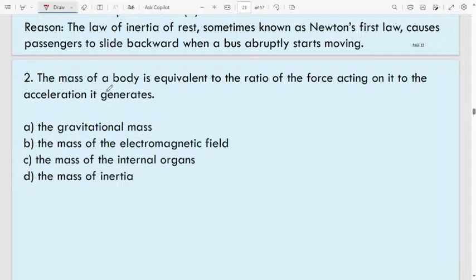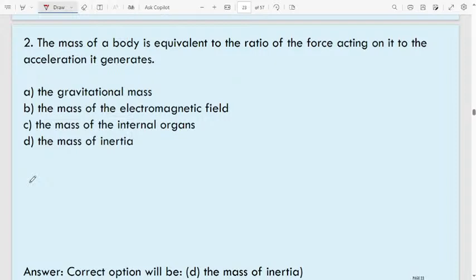Second question, the mass of a body is equivalent to the ratio of force acting on it to the acceleration it generates. Option A, the gravitational mass, option B, the mass of the electromagnetic field, option C, the mass of the internal organs, option D, mass of inertia. The correct answer will be the mass of inertia. Easy question.